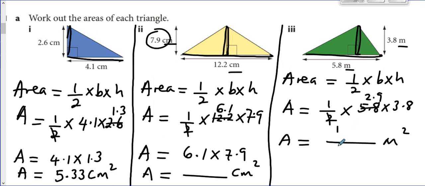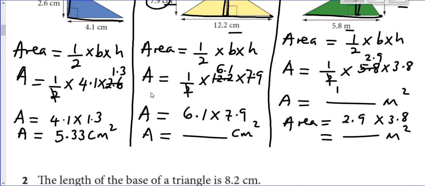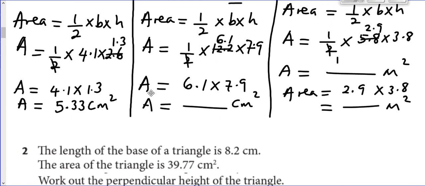Can you see that? So you're going to have area equal to 2.9 times 3.8. So go ahead, use a calculator to do 2.9 times 3.8. You'll be getting something in meter square. I hope that is clear. This is a quick revision on finding areas of triangles, because I believe you have done all these areas of triangles in primary school. All right, now let us go to the next question here.